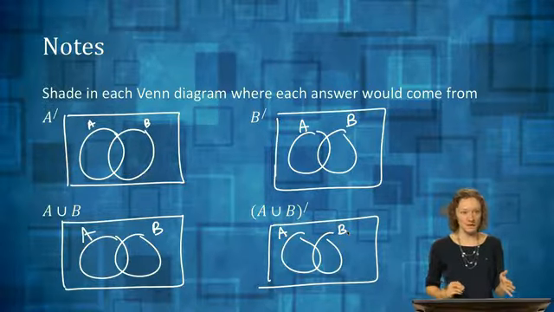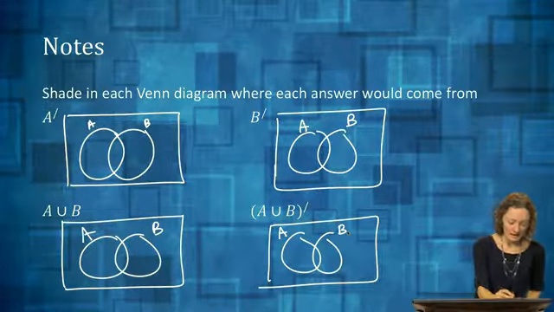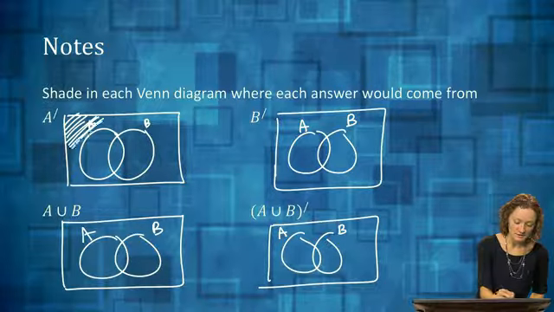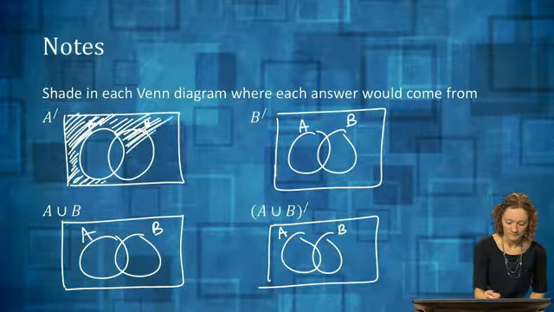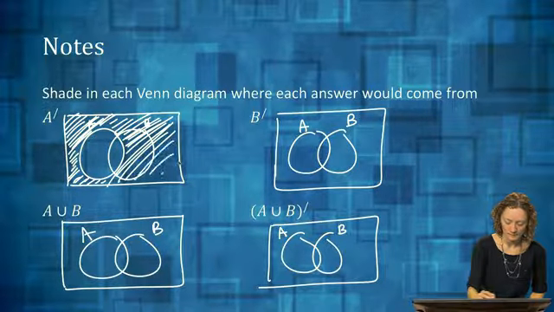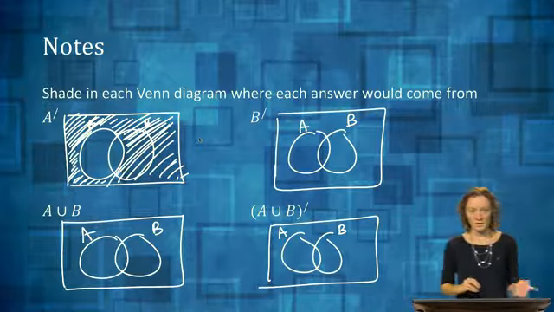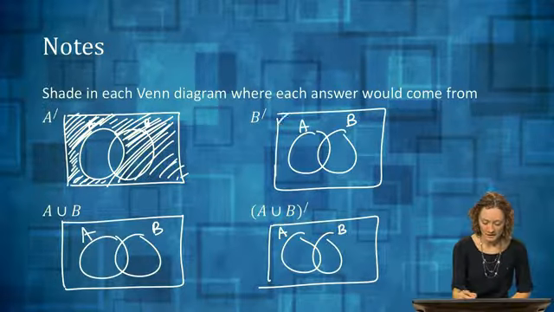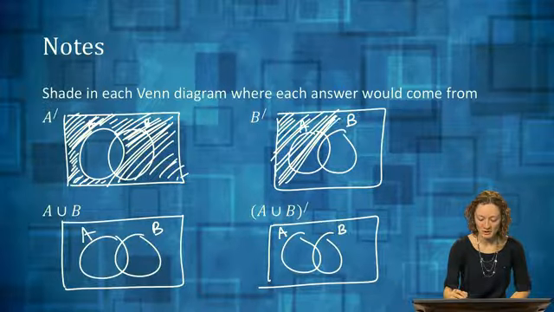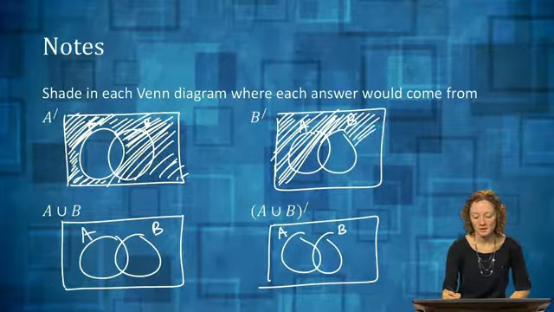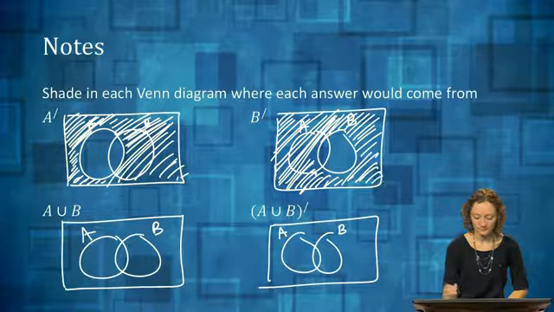So in the first one, a complement simply means not A. So again, everything that is outside of A. There we go. Then we have B complement, which is everything outside of B. This could all be from one picture. I'm just giving you the different visuals of where you would pull elements from.